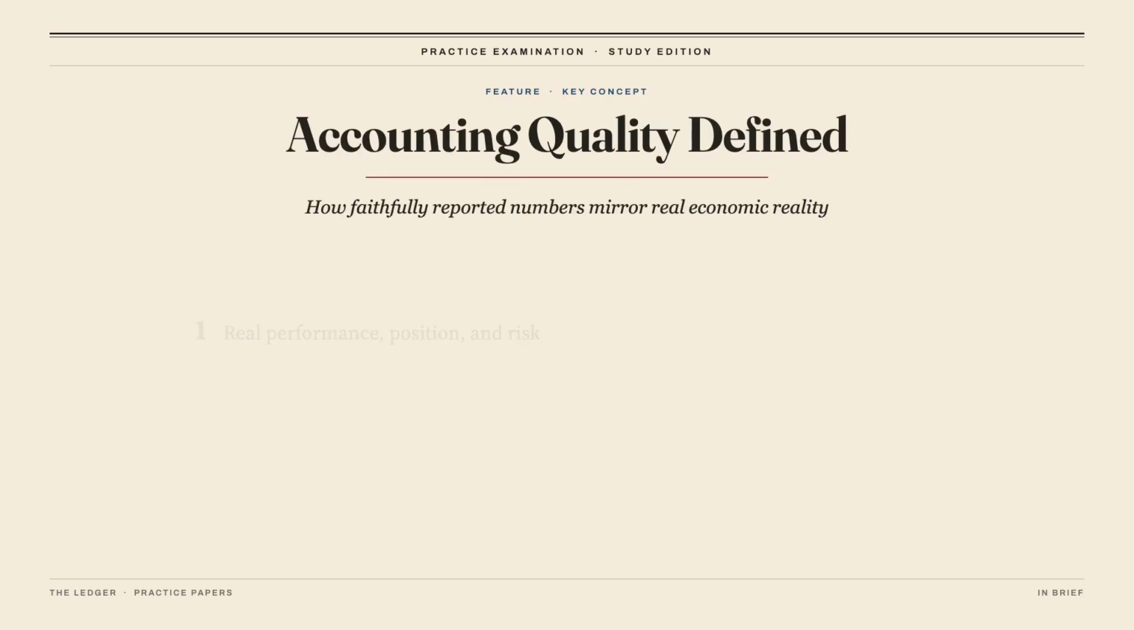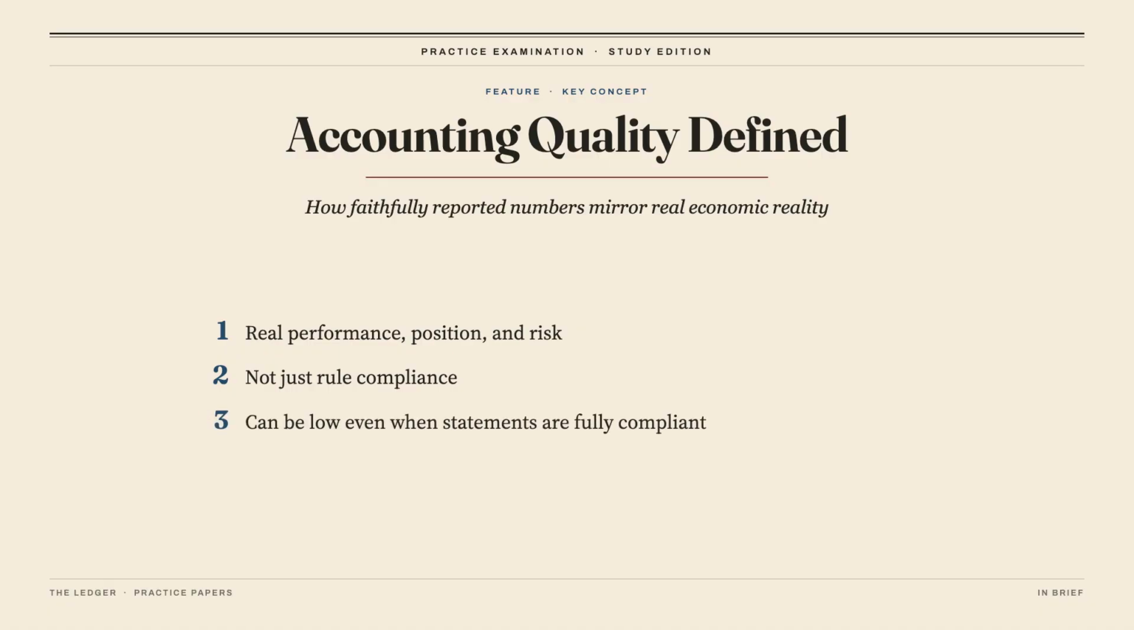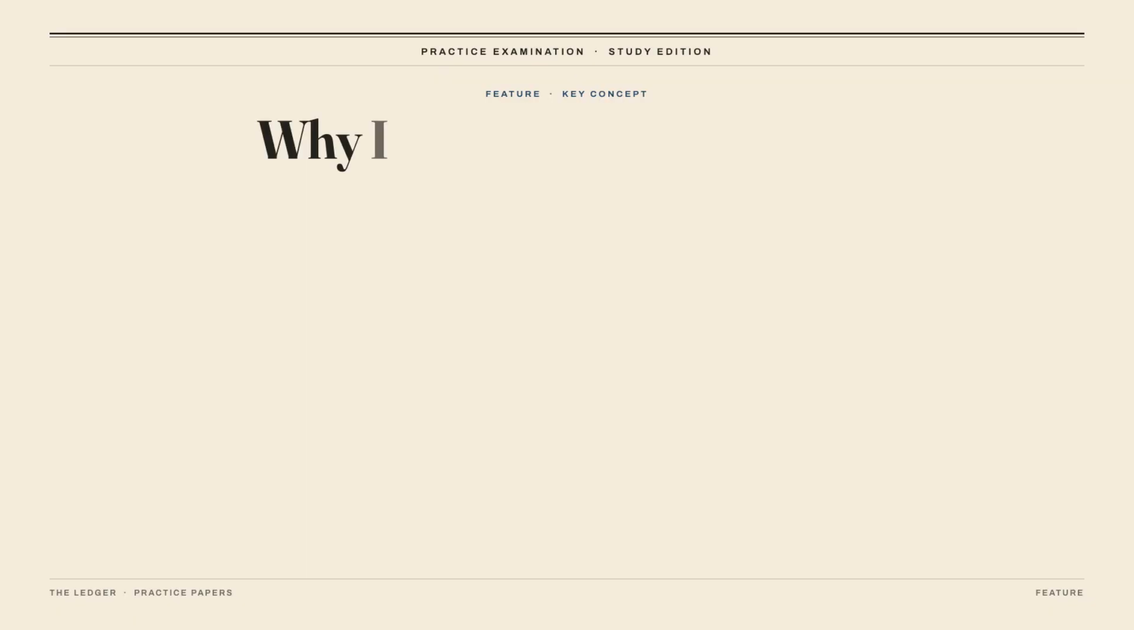Accounting quality is the degree to which financial statements represent a company's true performance, position, and risk, rather than error or slant. Crucially, statements can follow every rule perfectly and still misrepresent the business underneath. That gap between compliance and truth is exactly why this concept needs its own name.